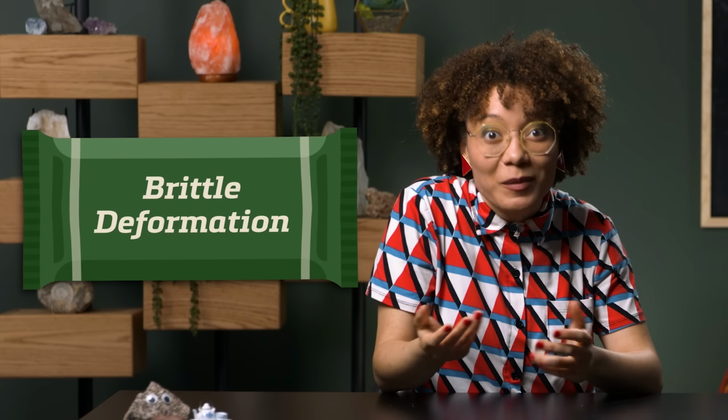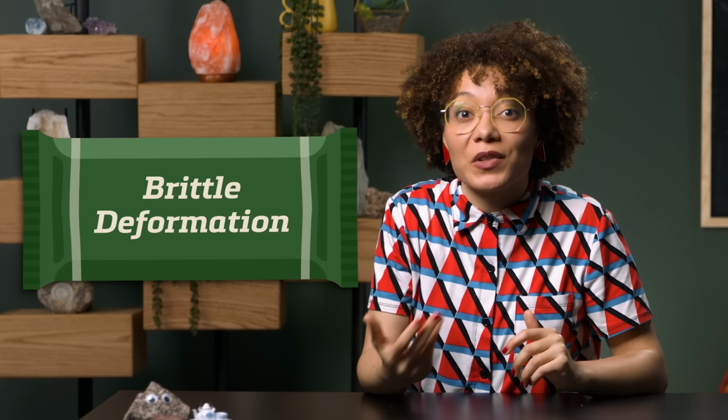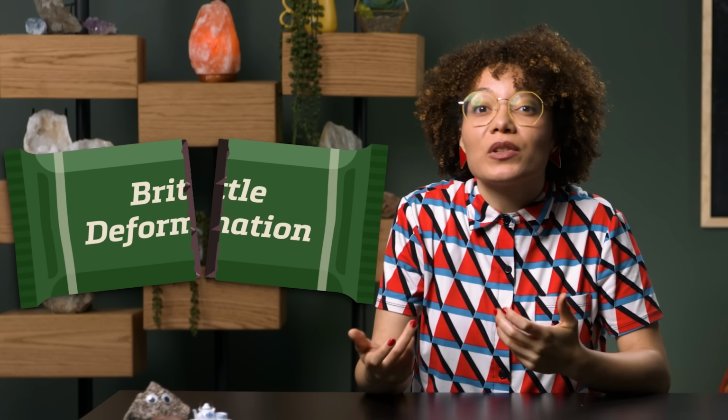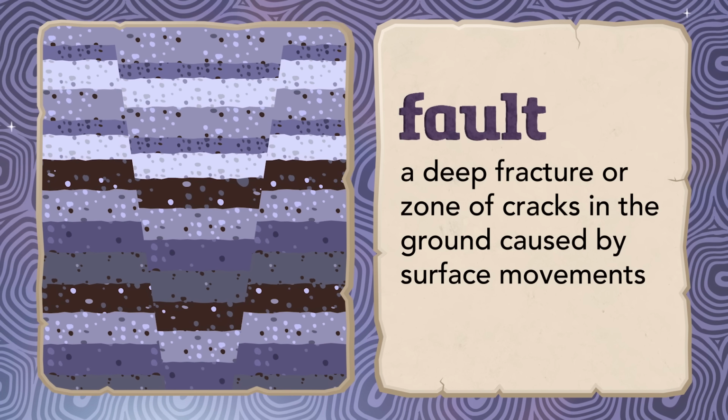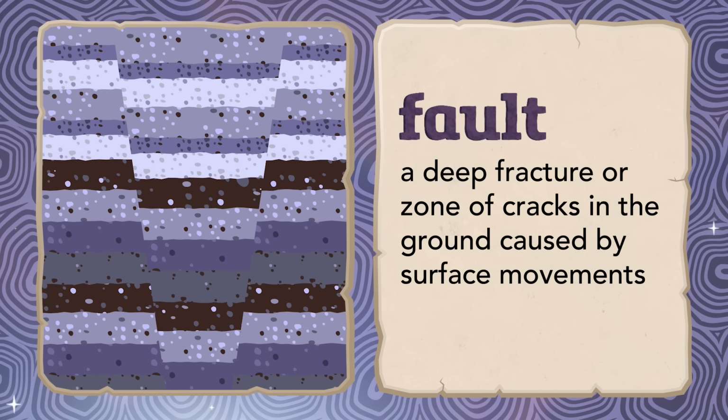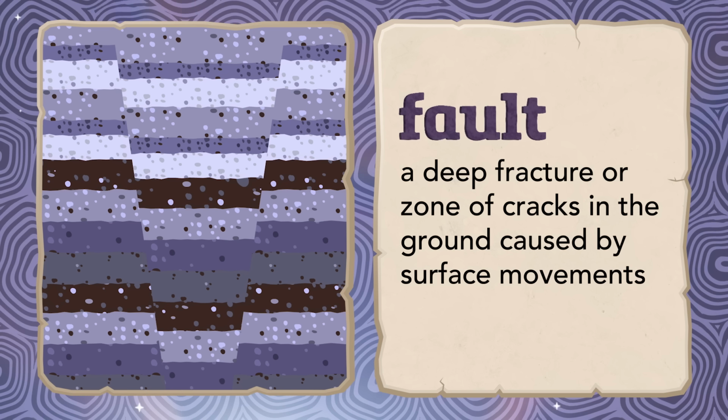But if the candy bar's been in the freezer, it won't bend, it'll snap. This is like brittle deformation. When forces act on rocks closer to the surface, they can break. Brittle deformation creates a fault, a deep fracture or zone of cracks in the ground caused by surface movement. And that's where lots of geologic activity happens.